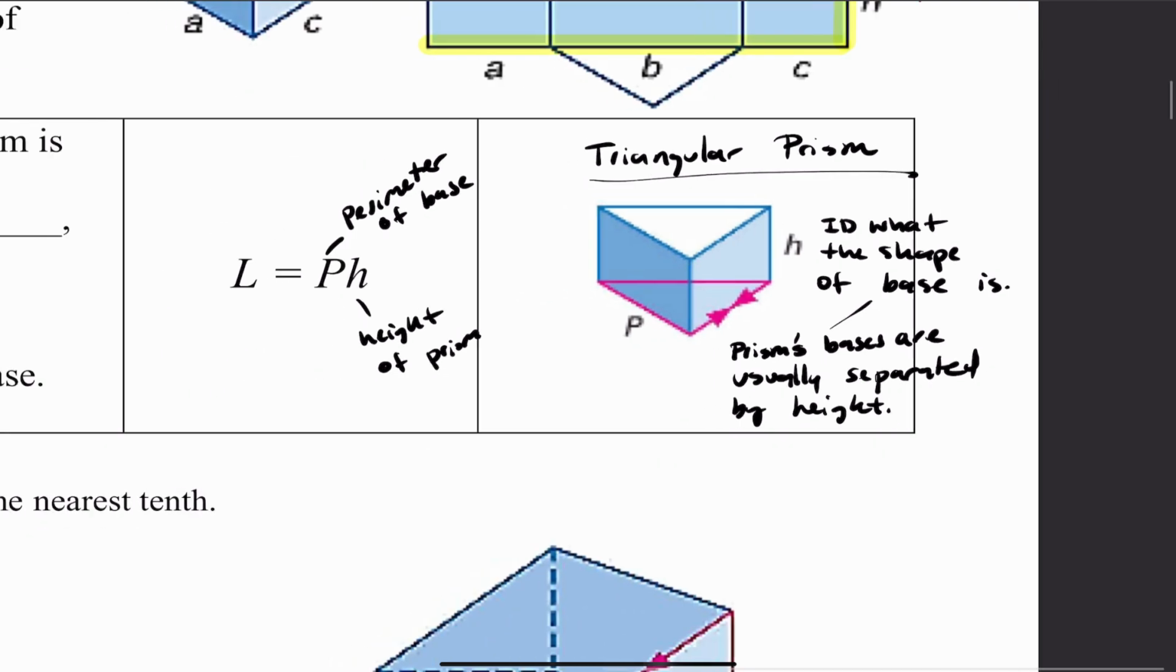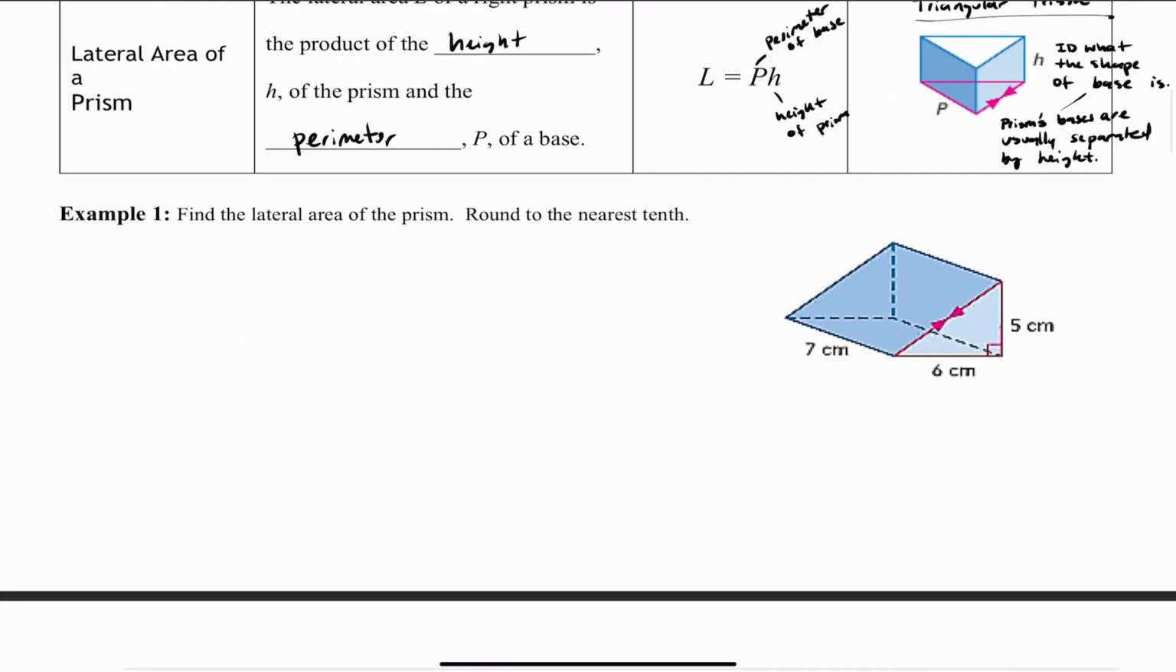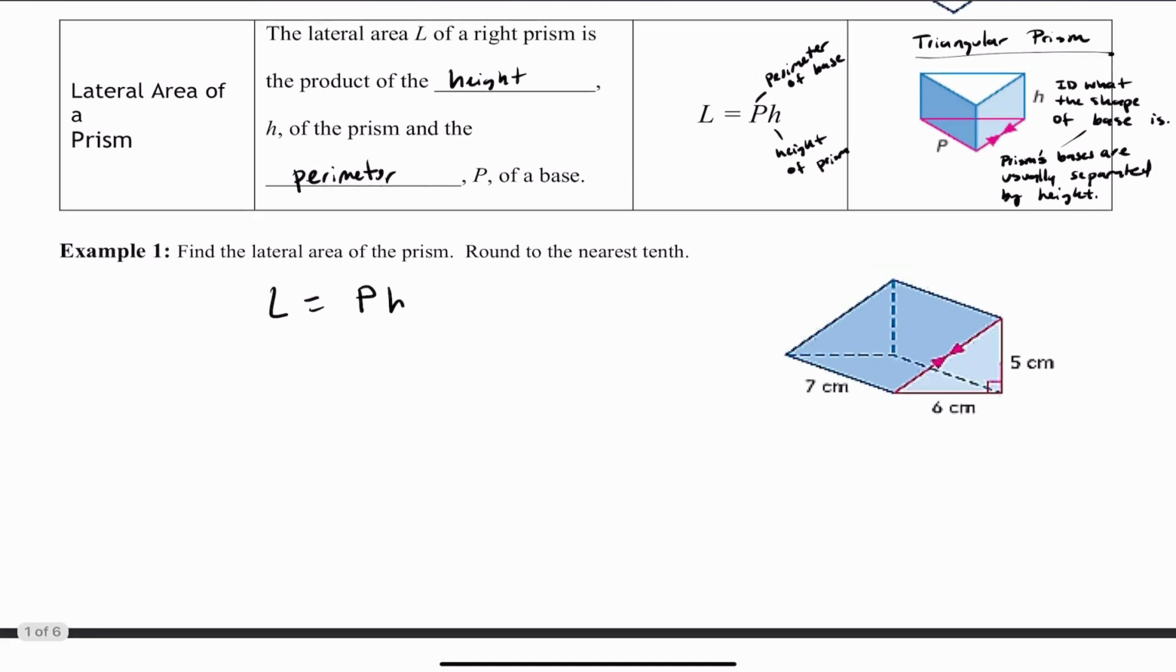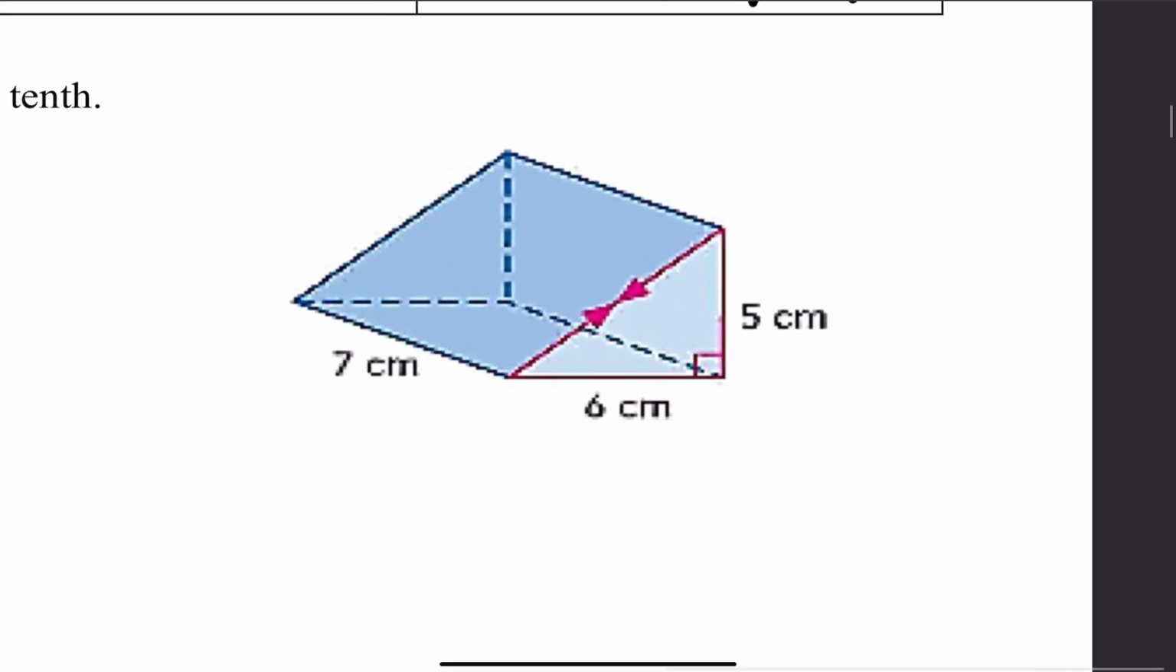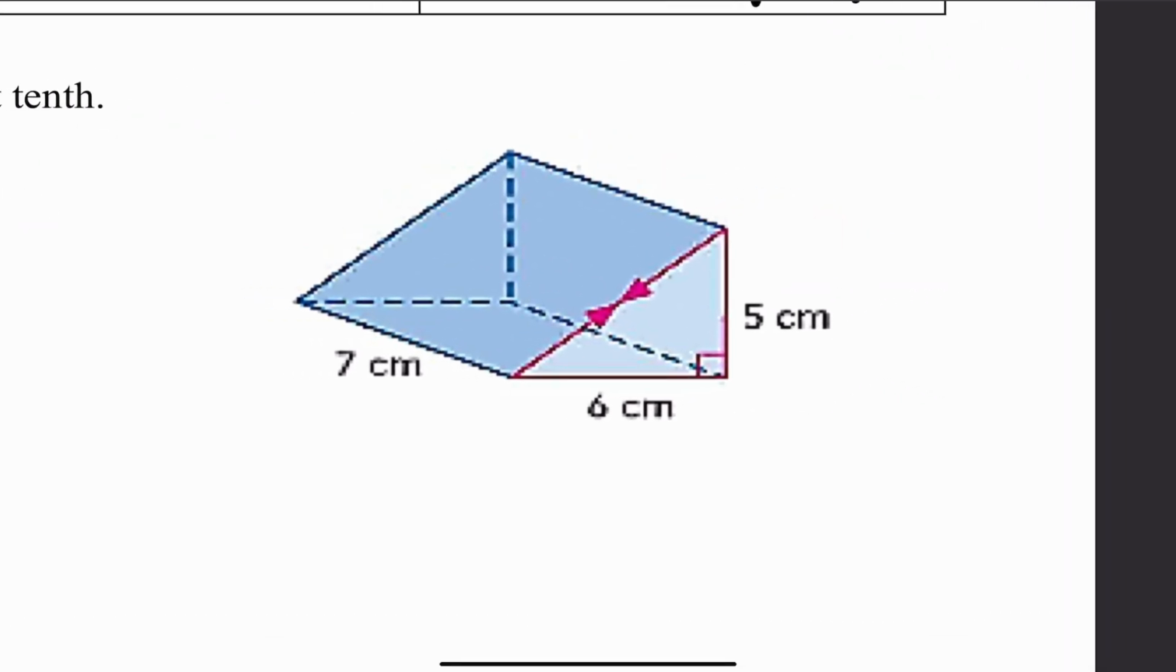So let's take a look at example 1 together. Find the lateral area of the prism, round to the nearest tenth. So this is what I'm going to do. I'm going to use my formula. The lateral area is equal to the perimeter of the base multiplied by the height. You want to make sure that you identify what the base is. So what is the base?